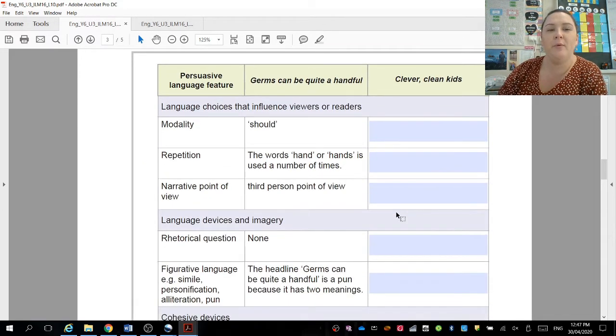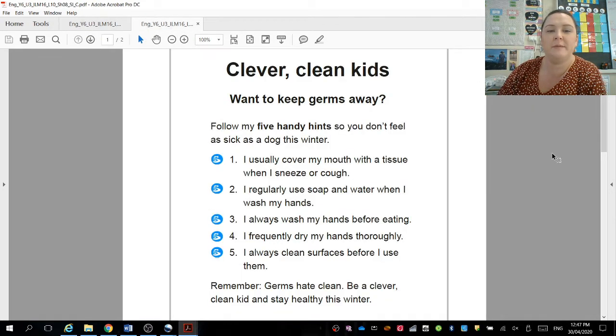Same advertisement, modality. What words of modality are used within this advertisement? Now, remember that modality are any words that express a degree of certainty or uncertainty within an advertisement. So let's have a quick look at what they have said here. I usually cover my mouth. It's a low degree of certainty, but it is a word. So usually is a word.